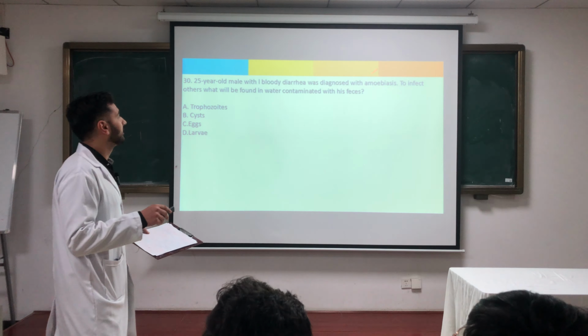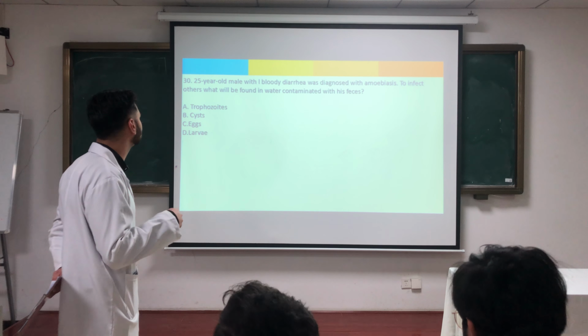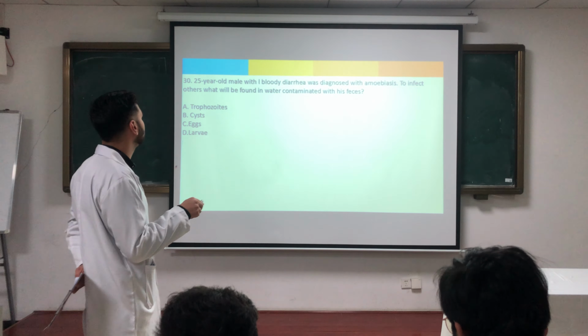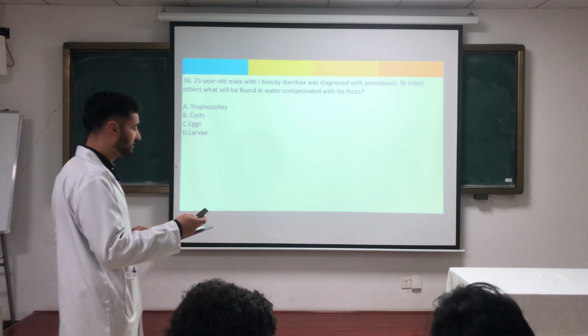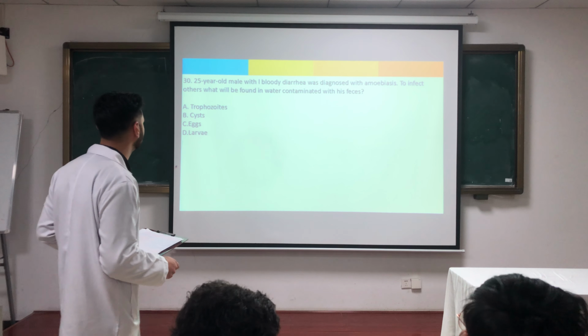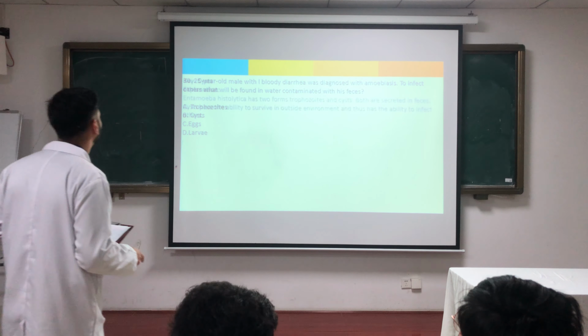So basically we have Entamoeba histolytica having two forms, trophozoites and cysts. But the cyst is the form that is most commonly found in water contaminated with feces. Entamoeba histolytica has two forms, trophozoites and cysts. Both are secreted in feces. Cysts have the ability to survive in the outside environment and thus have the ability to infect others. Okay?